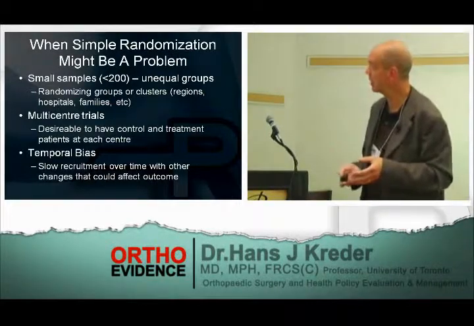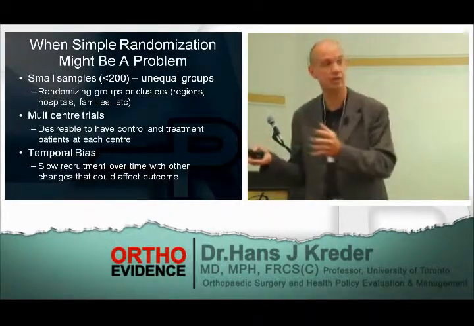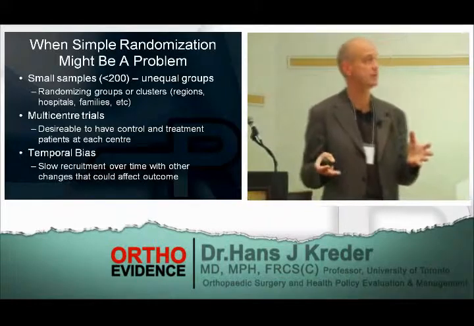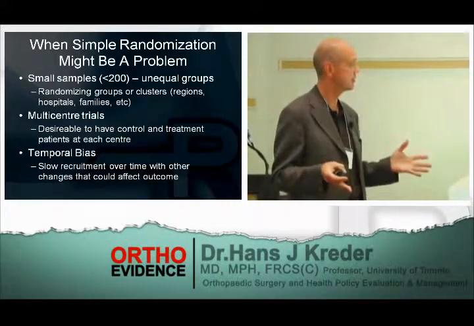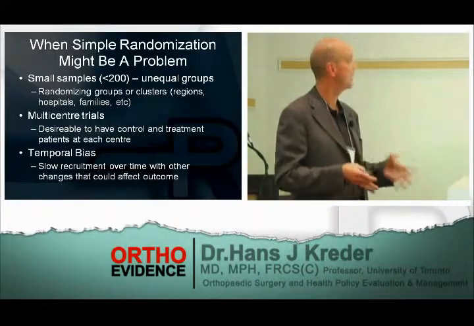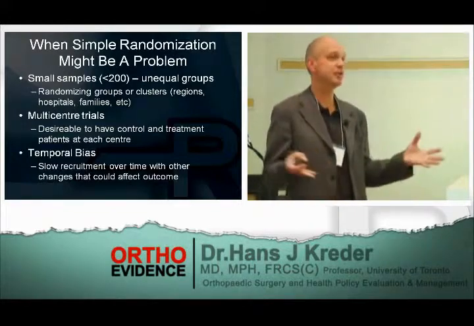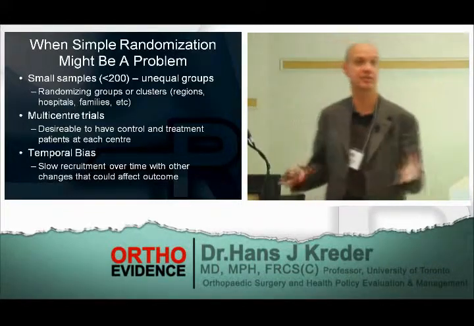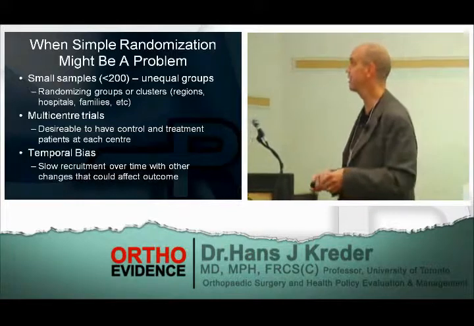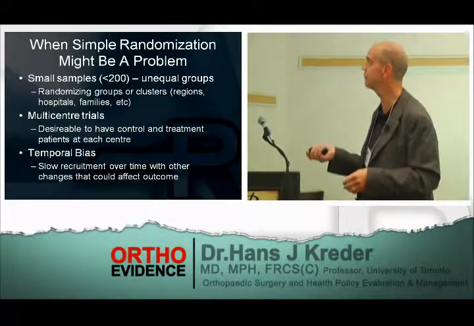That might be a problem because Mo, being an expert surgeon, might do all of treatment A and get really good results, and me, being an inferior surgeon, I might get all of treatment B and get really bad results, when in fact treatment B is the better treatment. It's just because they happen to be randomized to me. So you can see that that's a problem.